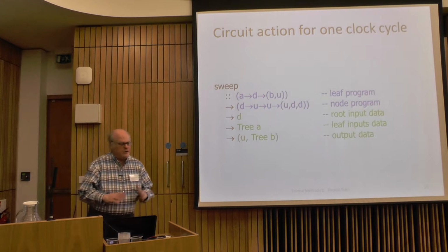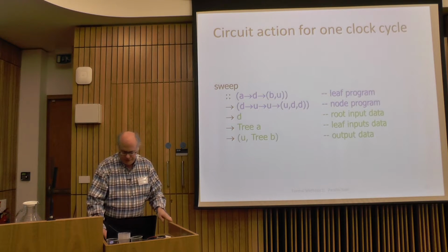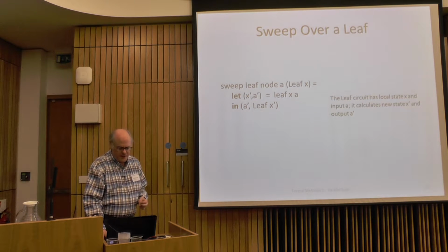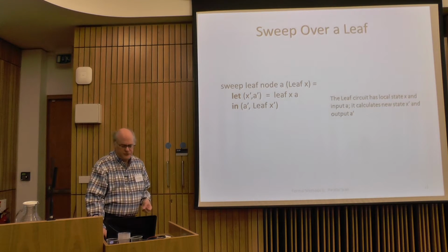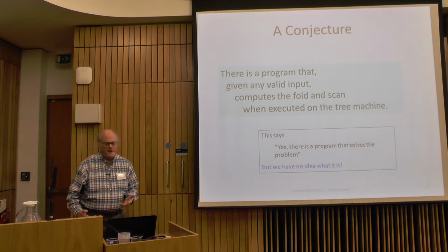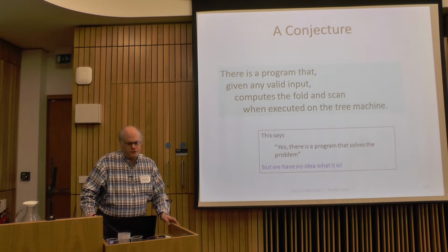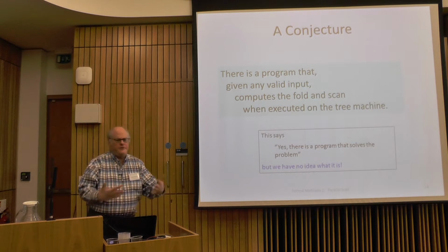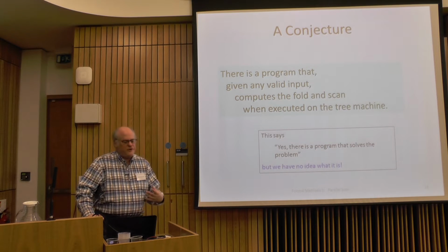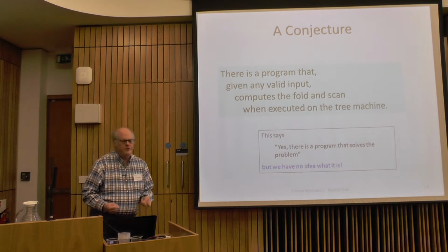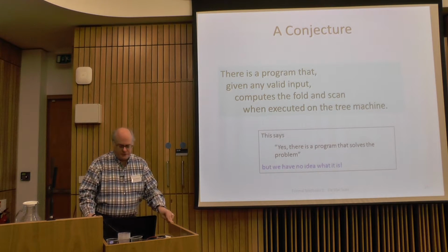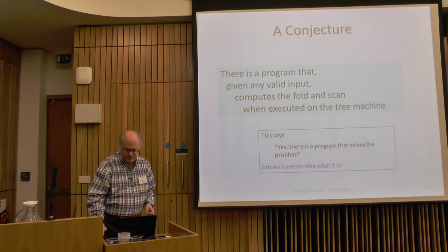And I'm not going to go through the details, but here's the type of what this circuit does during a clock cycle, and a little bit of the description of the circuit. And the combinators can be derived. You don't have to write them out as programs and then prove them correct. You can state a conjecture that says basically that there exists a program which, given any valid input, computes the result that you're trying to calculate on the machine.